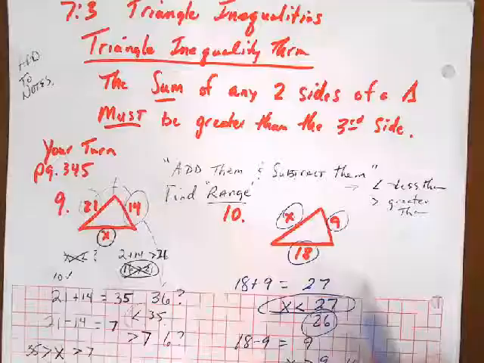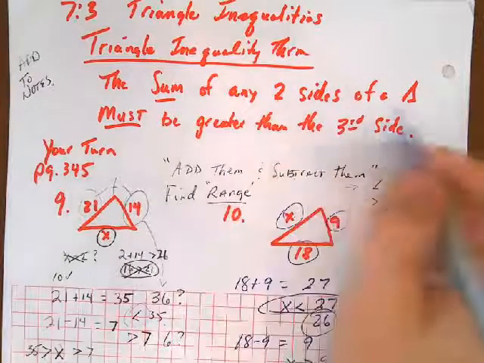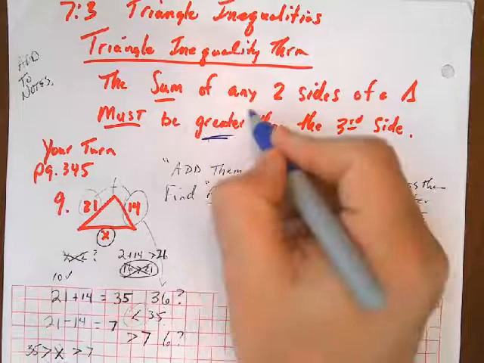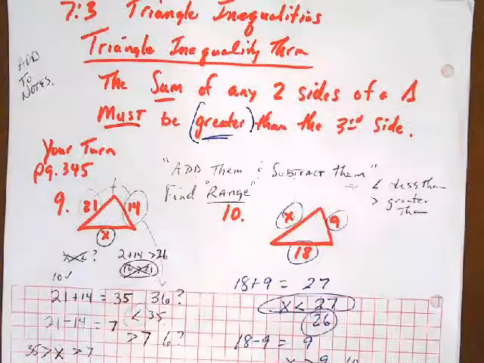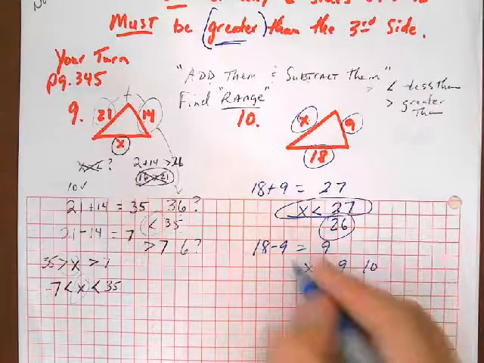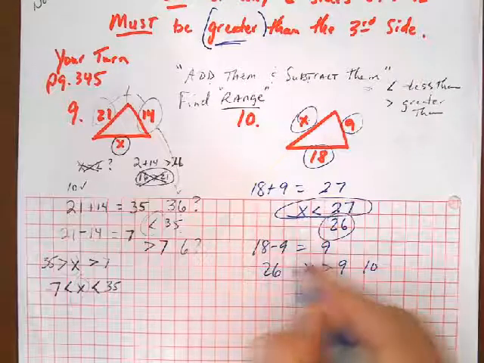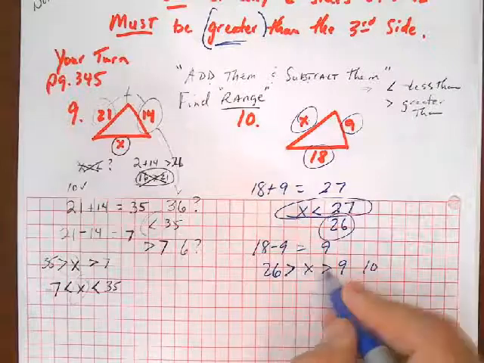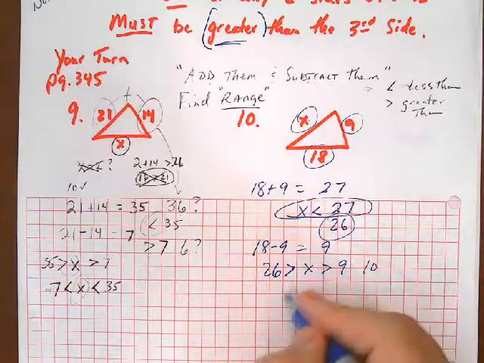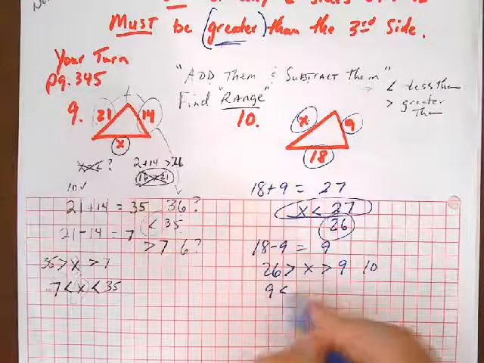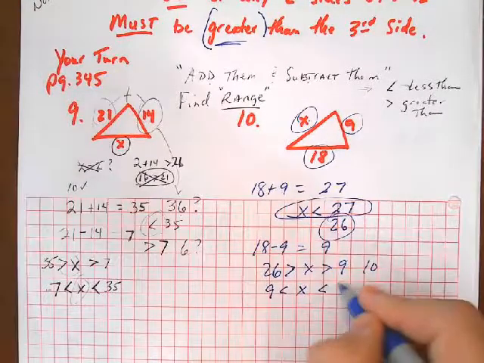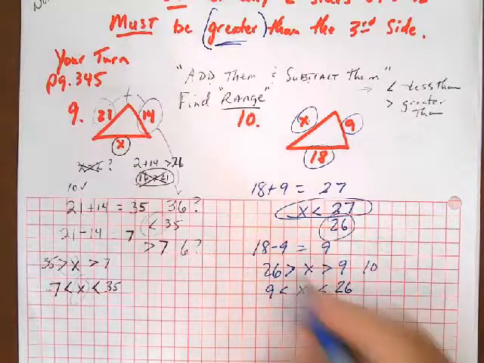So the sum of any two sides of a triangle must be greater than the third side. So here's my inequality statement. Again, 26 is greater than x, which is greater than 9. Or the other way around, you could say 9 is less than x, which is less than 26. So either one of these would work.